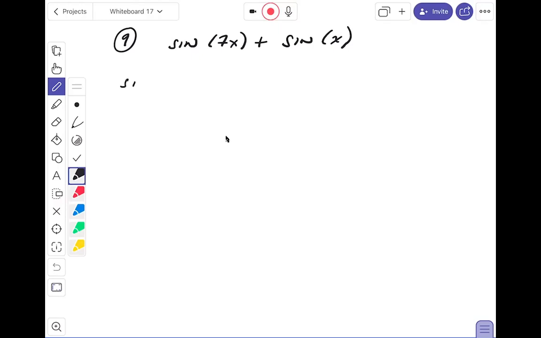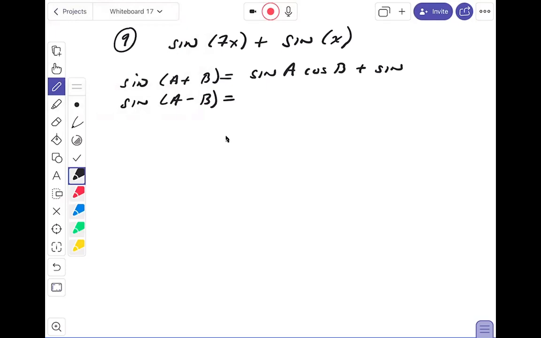I'm going to write down sine A plus B. And I'm going to write down sine, and I should know these, by the way. This can be sine A cosine B plus sine B cosine A. That's not so bad. This will be sine A cosine B minus sine B cosine A.